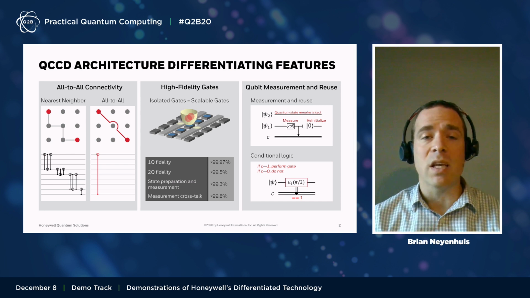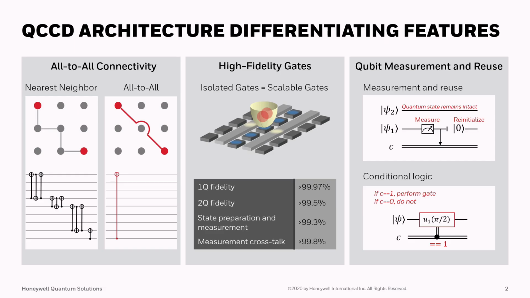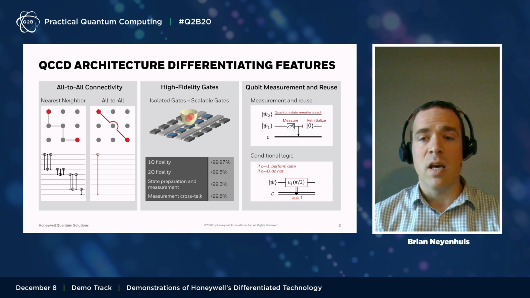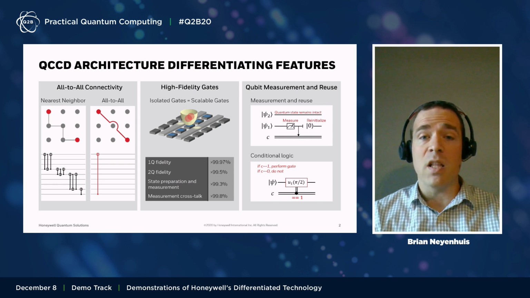The first is that we naturally get all-to-all connectivity. If you want to do a gate between a qubit on one end of the chain and one on the other, rather than having to do a series of logic to get the information from one side to the other, we simply rearrange the chain, move the two qubits next to each other and do the gate. This also gives us very high fidelity gates. Whenever a gate is done between two qubits, those are the only two qubits in the well where the gate is done. And so this means that our gates are also very scalable.